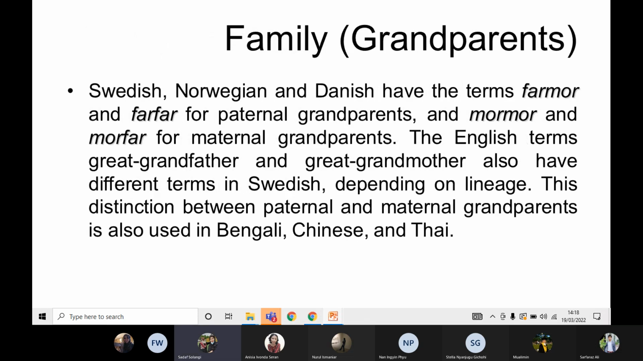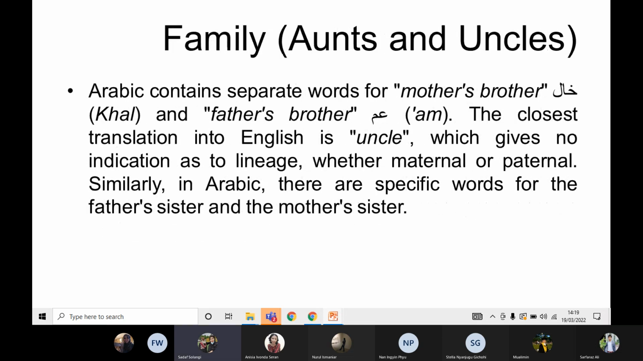Yeah, grandparents. In Swedish, Norwegian, and Danish, people have the terms farmor and farfar for paternal grandparents, and morfar and mormor for maternal grandparents. The English terms grandfather and great grandmother also have different terms in the Swedish language depending on lineage. This distinction between the paternal and the maternal grandparents is also used in Bengali, Chinese, and Thai languages. Yeah. We also have different terms in our languages, like in Urdu or Sindhi.